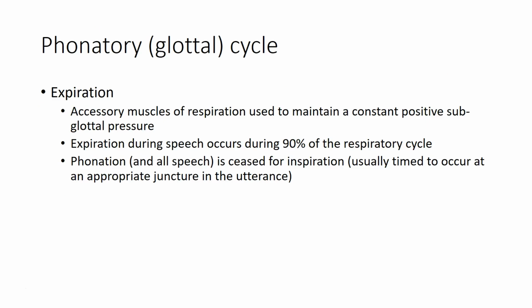Looking at the glottal cycle in more detail, we first start with expiration. So accessory muscles of respiration are used to maintain a constant positive subglottal pressure for speech. Remember that expiration during speech occurs during 90% of the respiratory cycle. Our phonation and all of our speech is ceased during inspiration. It only occurs during expiration. Inspiration is usually timed to occur at appropriate junctures in the utterance, between sentences, or between major phrases or clauses.